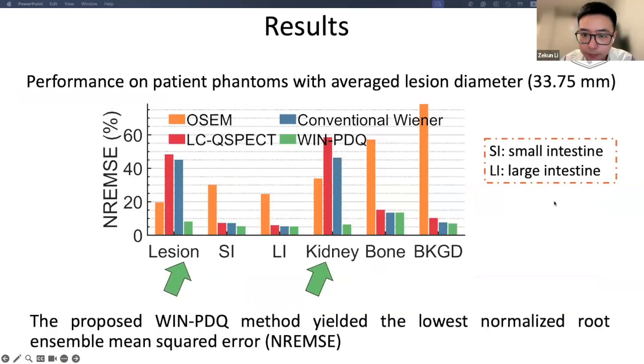And here we compare the performance of the quantitative SPECT methods for phantoms with average lesion diameters, and we observed that the proposed WIN-PDQ method yielded the lowest normalized root ensemble mean squared error for all the regions among the four considered quantitative SPECT methods, and the improvements in the result are most significant in the lesion and the kidney regions.